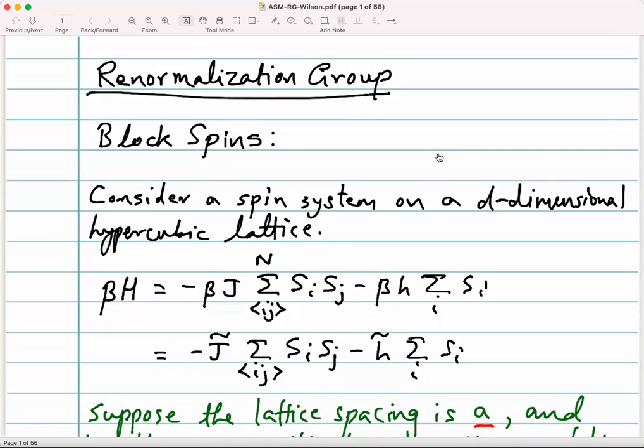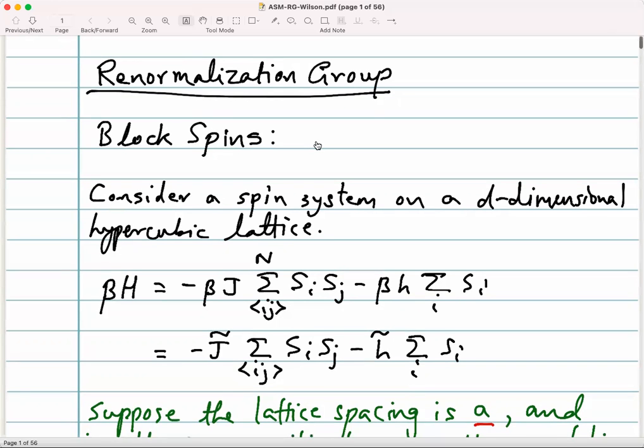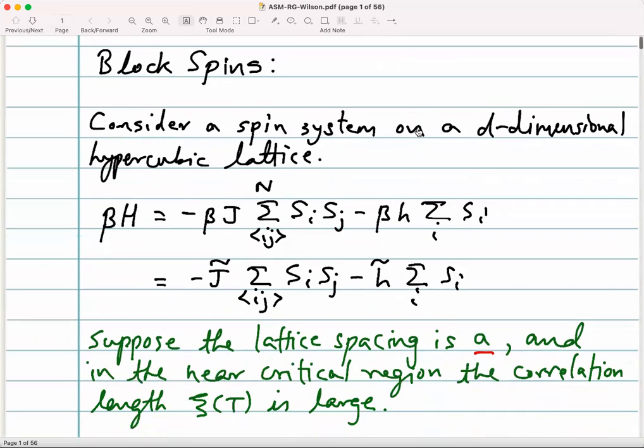Okay, so the first thing that we will do is we'll work in real space and consider the usual spin system that we have been looking at, but in an arbitrary d-dimensional hypercubic lattice. And what we are going to do is what is called block spins. Okay, so I'll explain what that means. So the idea is that we are considering a d-dimensional cubic lattice. It's called hypercubic simply because it is d-dimensional. If it was three-dimensional, it would have been called cubic.